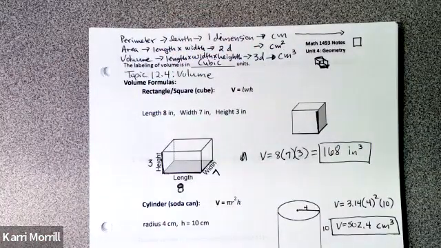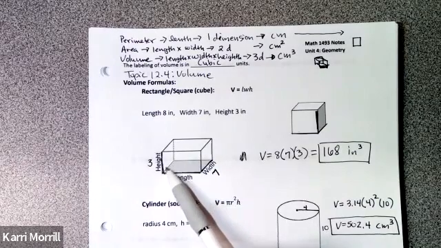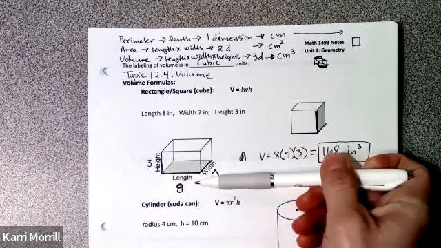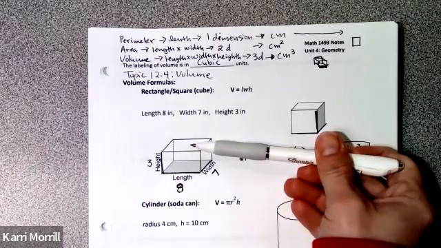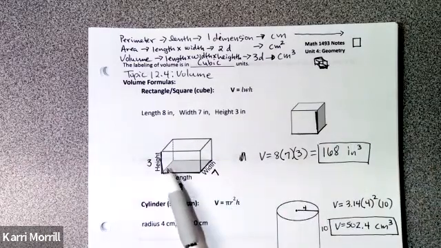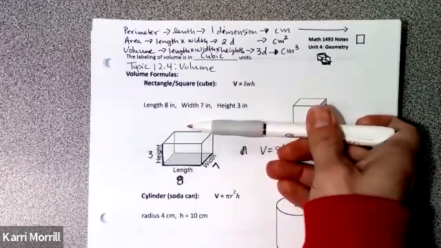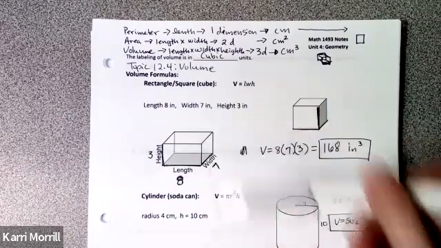When we're talking about volume, it's like we're filling up the object. Basically you're really just finding the area of the base of the object, and then you fill it up by multiplying times the height. But you have formulas that you're using. So in this one, we multiply length times width times height. And that's like it's filling up that cube or that rectangular solid.